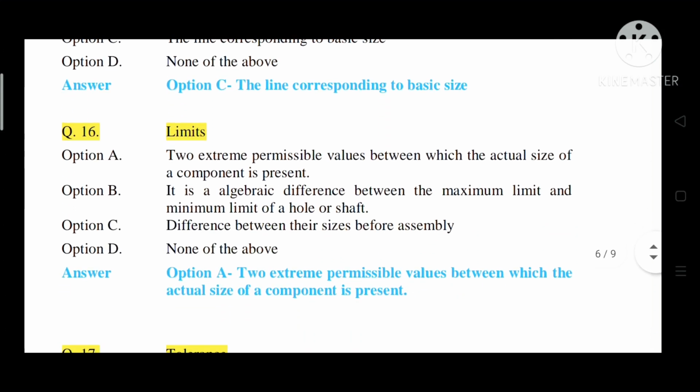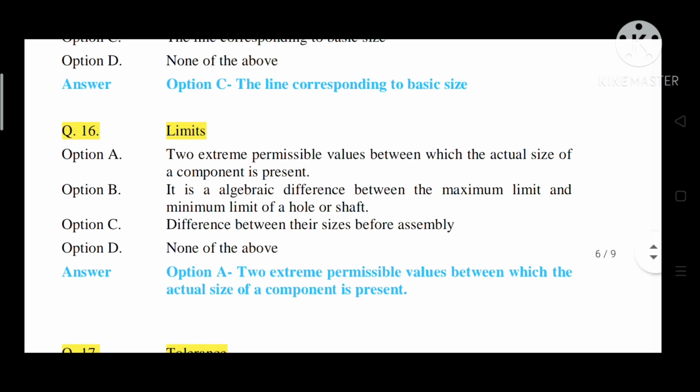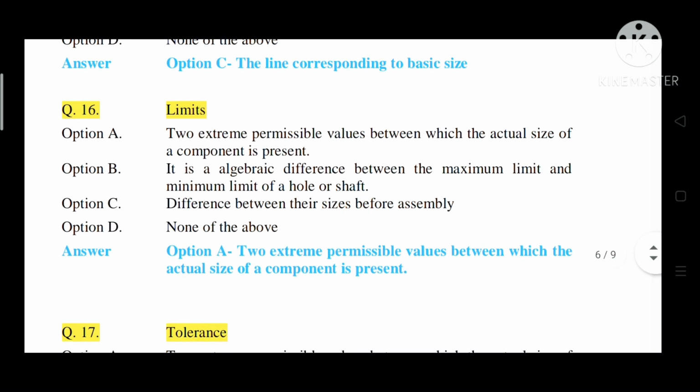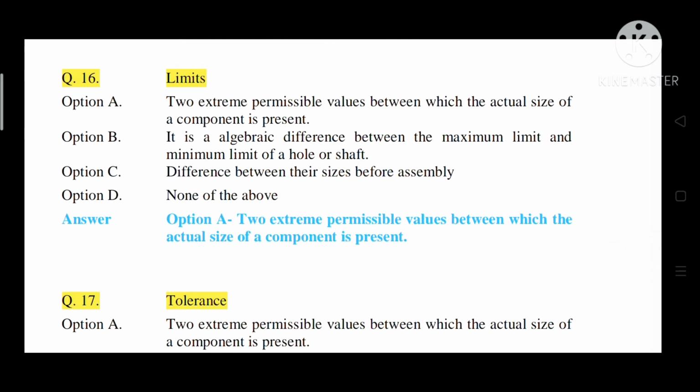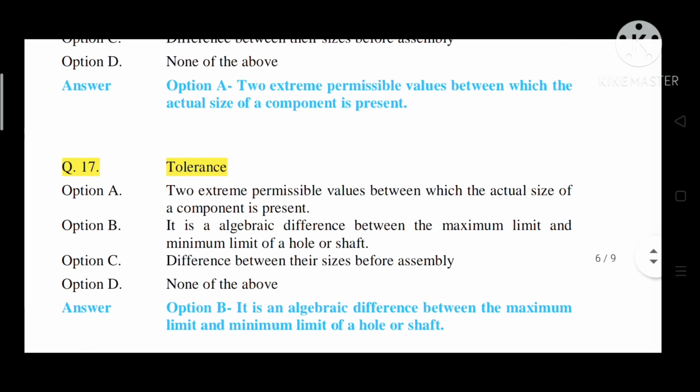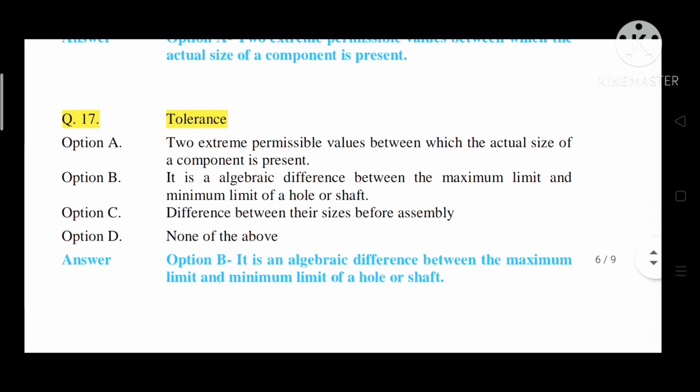Question number 16. What is limits? Option A, two extreme permissible values between which the actual size of a component is present. Option B, it is an algebraic difference between the maximum limit and minimum limit of a hole or shaft. Option C, difference between their sizes before assembly. Option D, none of the above. So correct answer is option A, that is two extreme permissible values between which the actual size of component is present.